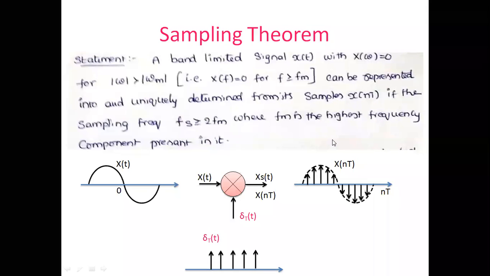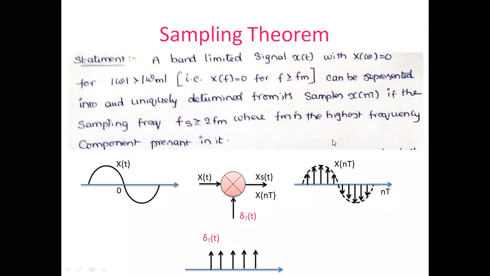Sampling theorem. If you have pen and paper, please make a note. Theorem statement. Sampling theorem: a band limited signal x of t, with x of omega equal to 0 for omega greater than omega m, can be represented. That means the Fourier transform x of omega is nothing but the Fourier transform.